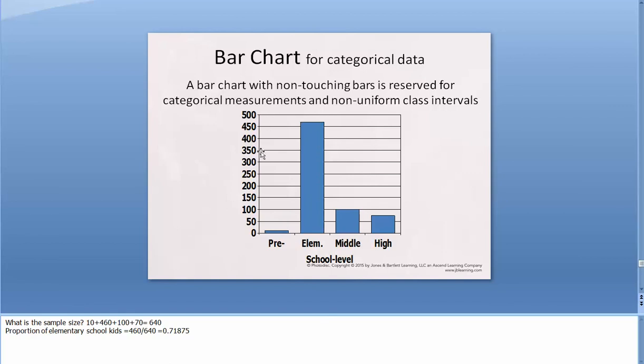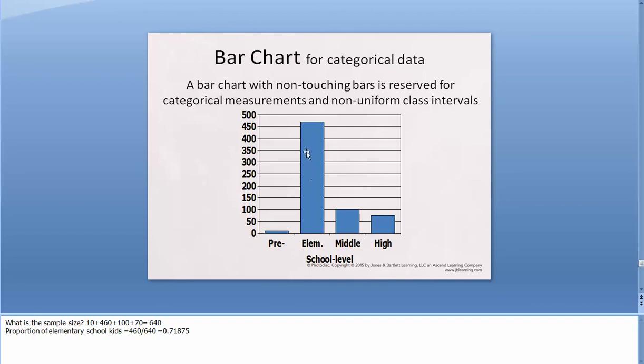Again, it's a frequency. You write down the categories on the horizontal axis and the counts or frequencies on the vertical axis. So again, you can figure out the sample size. If you see a bar chart and they do not give you the sample size, you can figure it out just by adding the heights. That's, I think, what I have done in here, at least approximately.